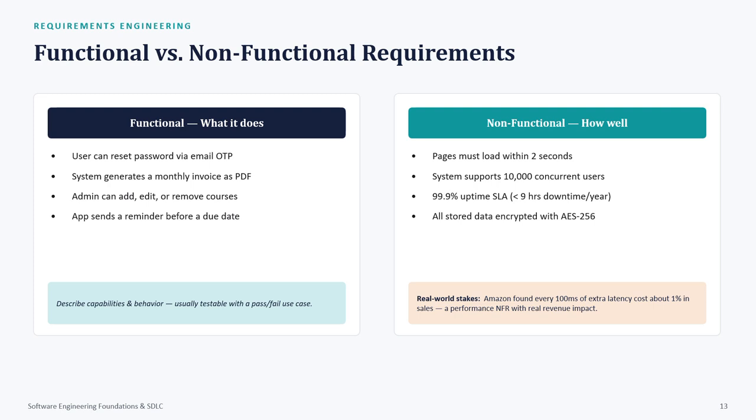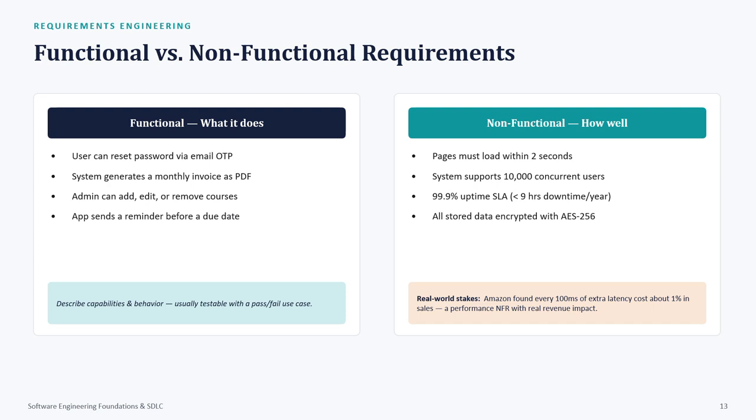Now, what are functional versus non-functional requirements? Functional: user can reset password via email or OTP. Second one is system generates a monthly invoice as PDF. Third one is admin can add, edit or remove courses. Fourth one is app sends a reminder before a due date. It describes capabilities and behavior, usually testable with a pass or fail use case.